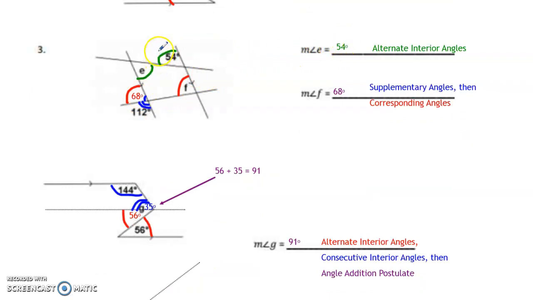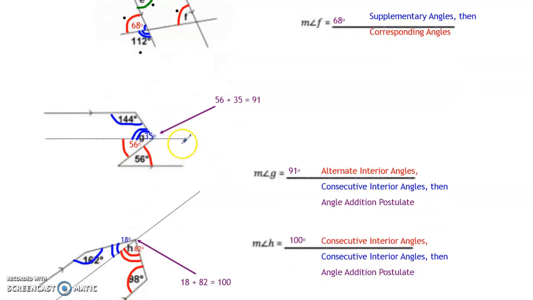For number 3, the first thing I found was that the measure of angle E is equal to 54 degrees, because these are alternate interior angles. I also know that the measure of angle F is 68. Why? Well, I know that this is 112. This must be 68 because of supplementary angles. That's the first step. And then from here to here, 68 is congruent to angle F, or angle F is equal to 68 degrees because of corresponding angles. They're on the same place, but different intersections.